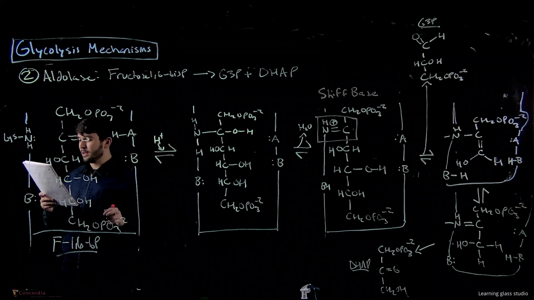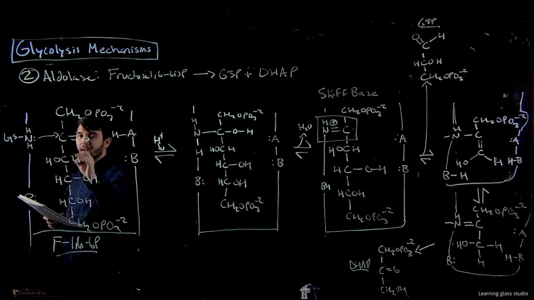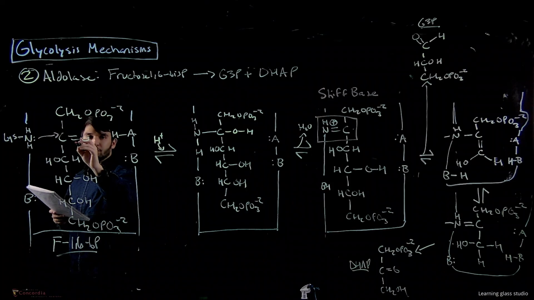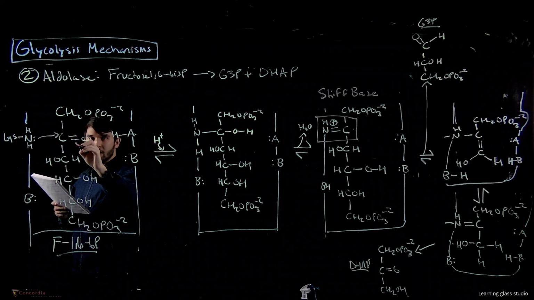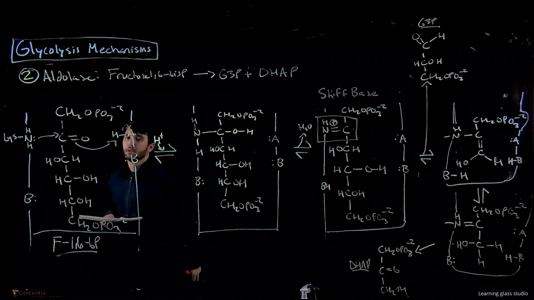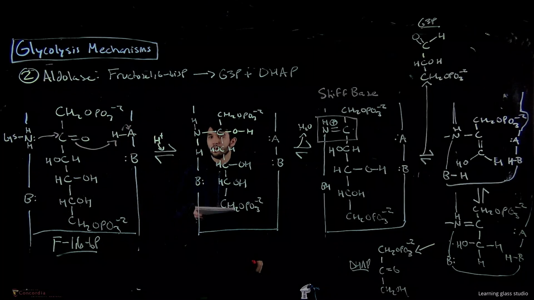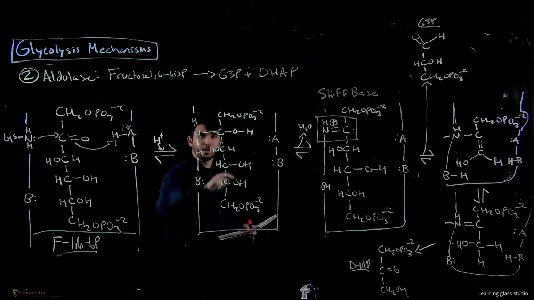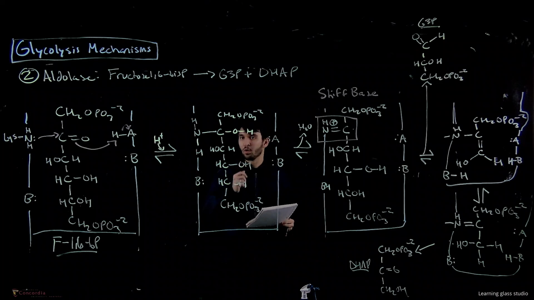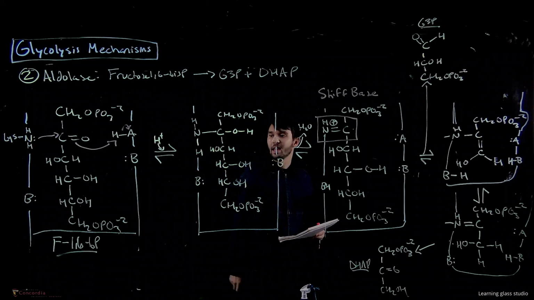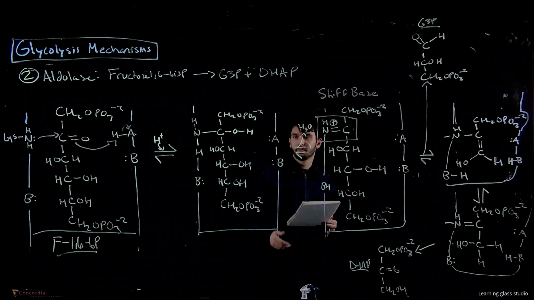So what's going to happen is the lysine is going to attack the carbonyl, okay, and then the electrons from the carbonyl are going to come and deprotonate the acid, like so. Okay, and then that is going to reduce the carbonyl to an OH, okay? And we're also going to form a bond between the fructose 1,6-bisphosphate and the lysine, okay?